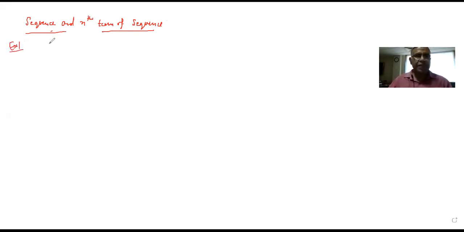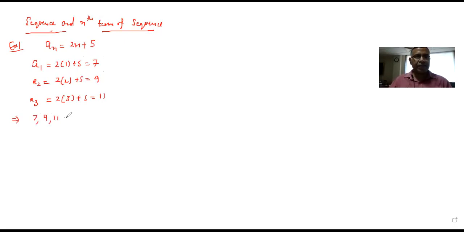He has given us that the nth term of the sequence is 2n plus 5. He is saying write the first 3 terms. When I take n is equal to 1, this is 7. When I take n is equal to 2, this is 9. When I take n as 3, this is 11. Which implies the sequence is 7, 9, 11, and so on.